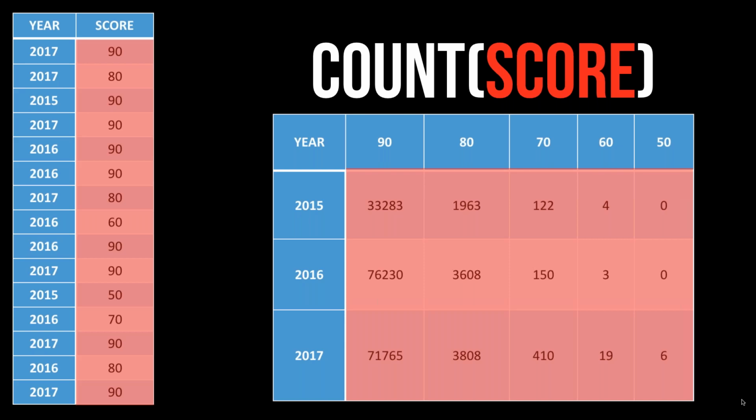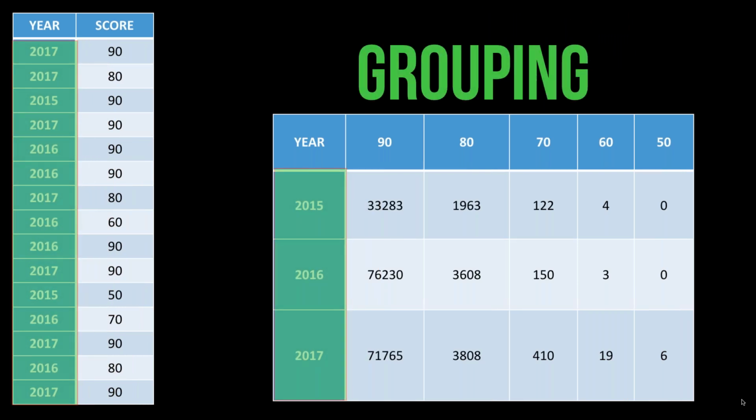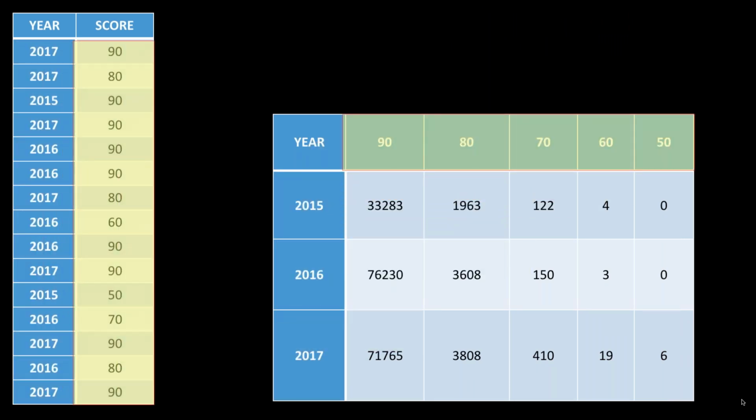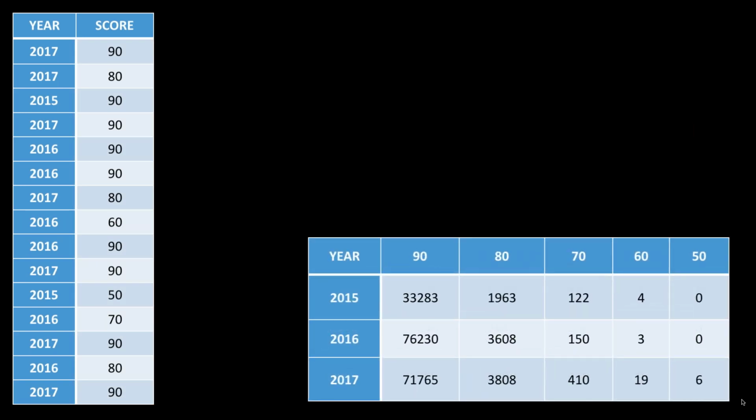So what we're doing is we're counting on the score. How many times did 90 get in 2015? We have our grouping, right? We have our 2015, 16, 17 we see in green. And then also we have the actual grouping of the score itself that we're going to count for each of those. And that's, of course, what we call spreading the score on there. All right, so that's what we have on there. So let's go ahead and get into the syntax of how we're writing these queries here.